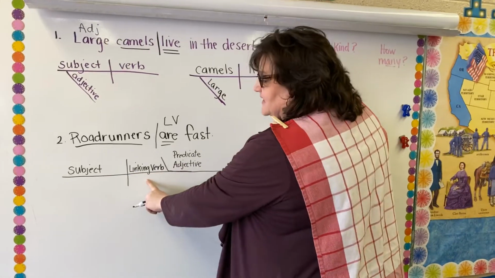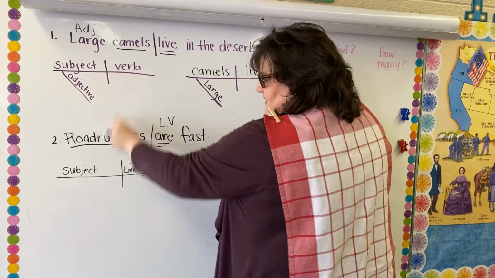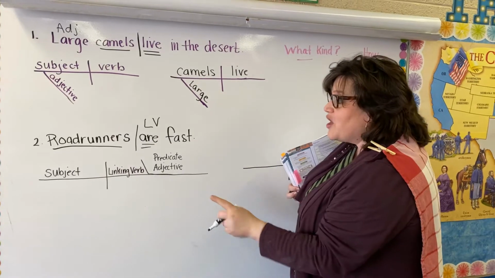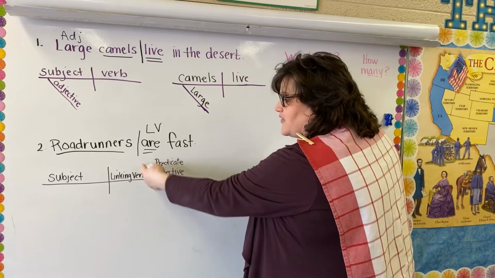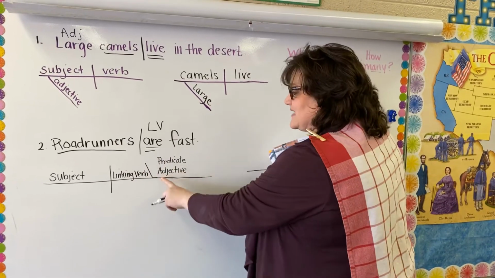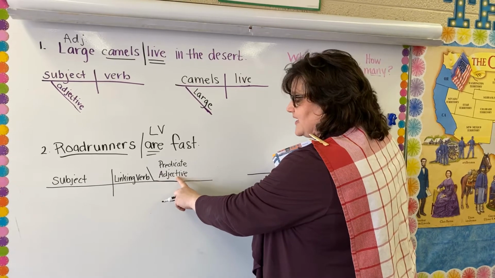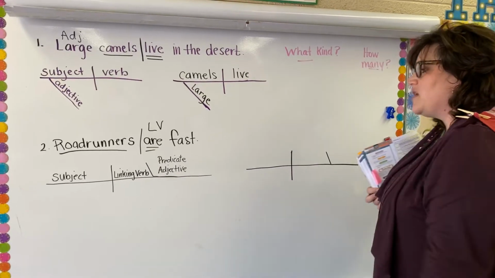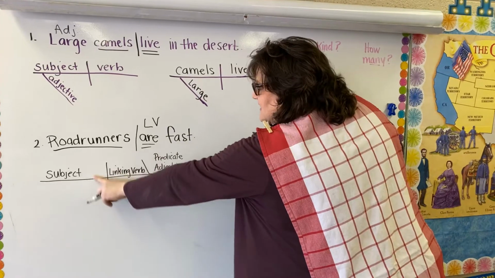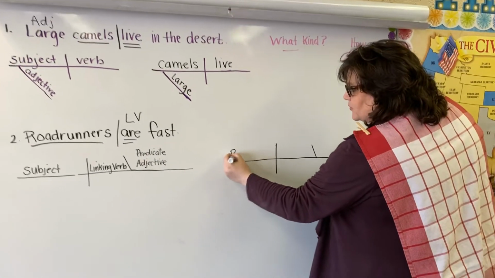Let's take a look at how we're going to diagram this sentence. We've got our subject and linking verb just like we did here. Subject, verb, the same exact way. However, when we have a predicate adjective, we draw this really fancy sideways line, and we write the predicate adjective right here. So follow along with me. What's our subject in this sentence? Road runners. Road runners comes right here.